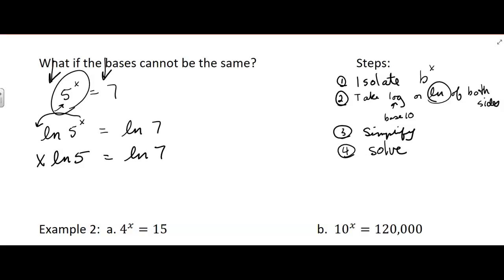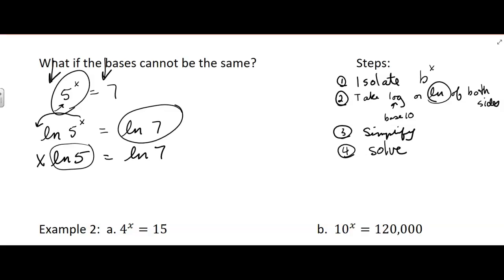Now let me explain a little bit about natural logs because sometimes students get confused. This natural log of 7, that is just a number. You can put in your calculator natural log 7 and it's going to spit out a decimal number. It is just a real number. That's all it is, okay? So we're trying to solve for the variable x. The natural log of 5, that is just a number. Again, you can put it in your calculator and get some decimal approximation.